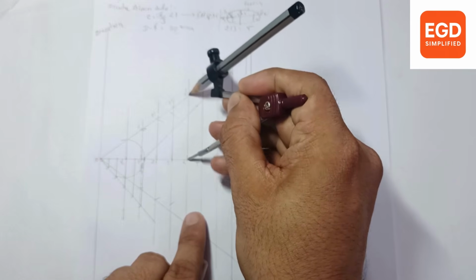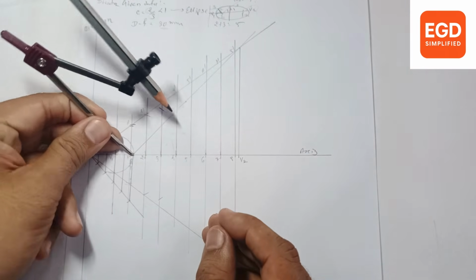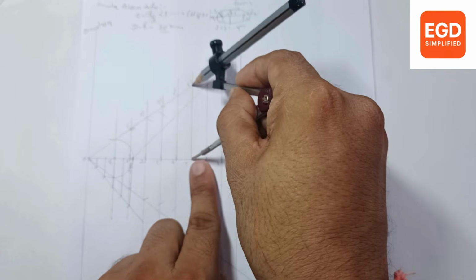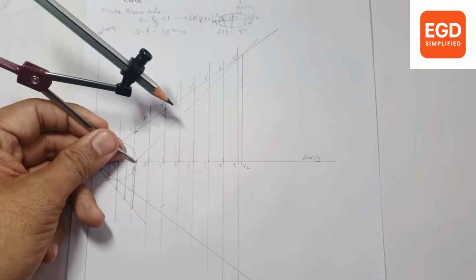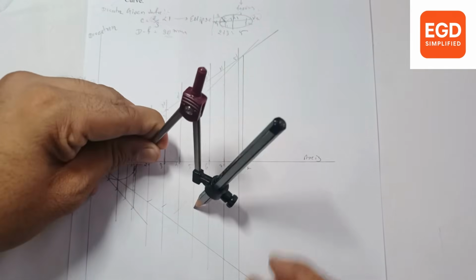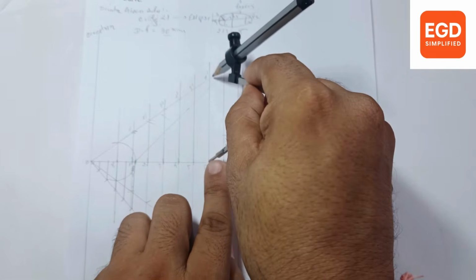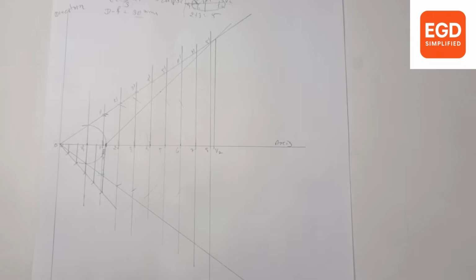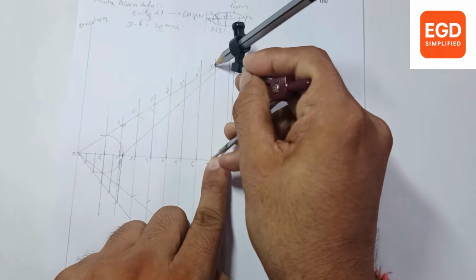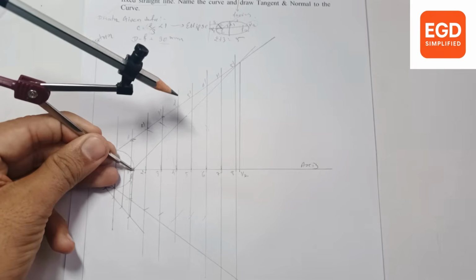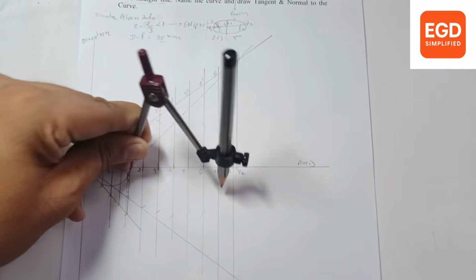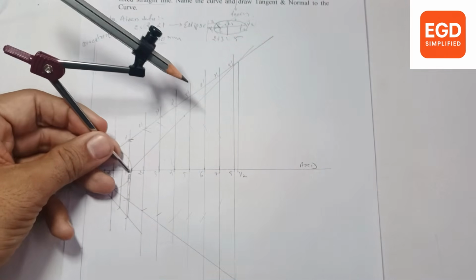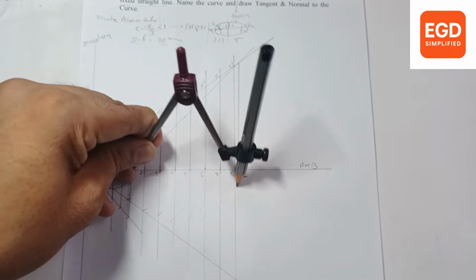Take a measurement from 4 4 dash, put your rounder on the focus, and draw an arc on the 4 4 dash line. Measurement from 5 5 dash, put your rounder on the focus, draw an arc on the 5 5 dash line. Measurement from 6 6 dash, put your rounder on the focus, draw an arc on the 6 6 dash line. Take a measurement from 7 7 dash, put your rounder on the focus, draw an arc on the 7 7 dash line. Take a measurement of 8 8 dash, put your rounder on the focus, draw an arc on the 8 8 dash line.